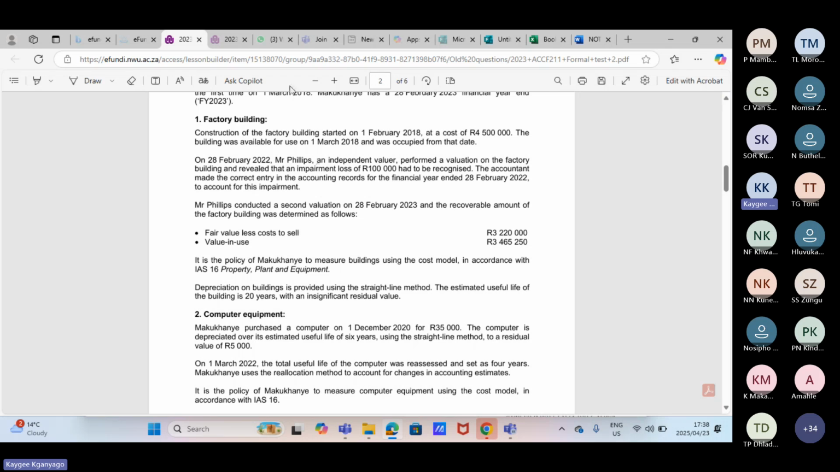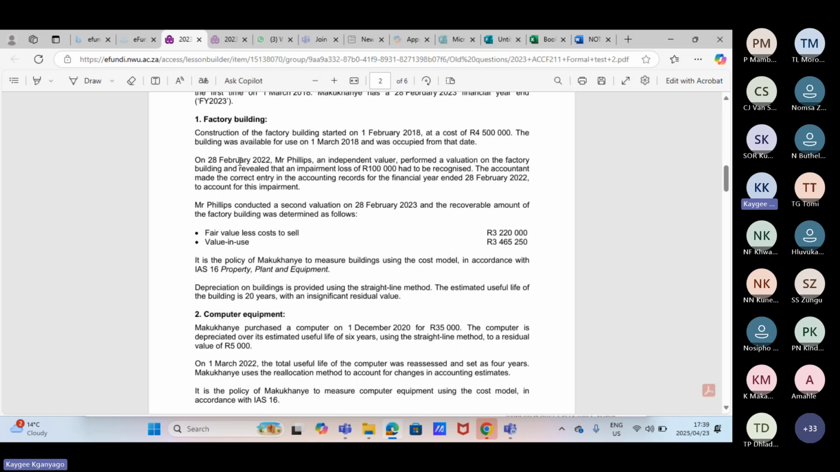Okay, let's look at the first asset, this factory building. It's the construction of the factory building, which started on the 1st of February 2018 at the cost of 4,500,000, and the building was available for use on the 1st of March 2018 and was occupied on the date. By the way, depreciation: we depreciate when the asset was ready for use, right? Not when it was taken into use. Are we together? Okay.